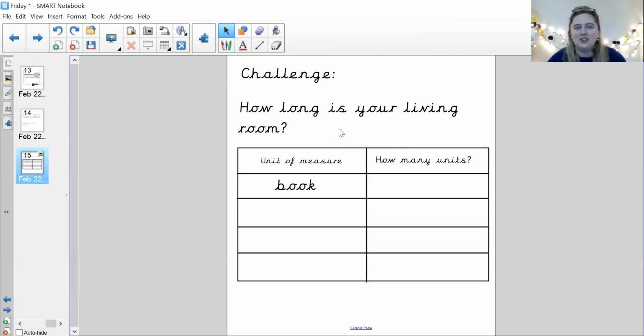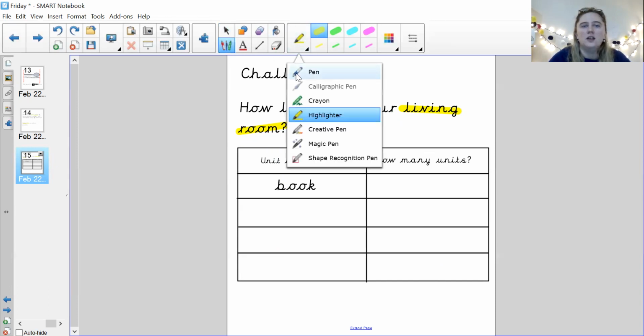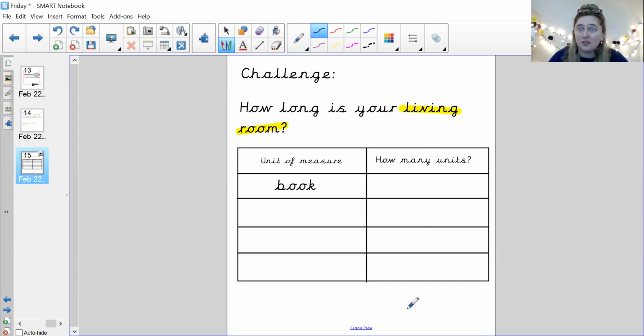Okay, here's the challenge. The challenge is, how long is your living room? So, what you need to do is draw out a table a little bit like this, okay? And using different non-standard units of measure, you need to measure your living room.